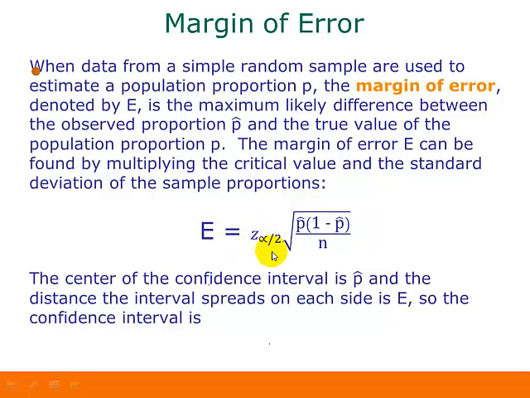Our margin of error is equal to our critical value, z alpha over 2, times the square root of p hat times 1 minus p hat divided by n. Again, the center of our confidence interval is going to be the p hat, and the distance the interval spreads on each side is E, the margin of error. So our confidence interval will actually look like this. Our lower limit will be p hat minus E, and our upper limit will be p hat plus E.